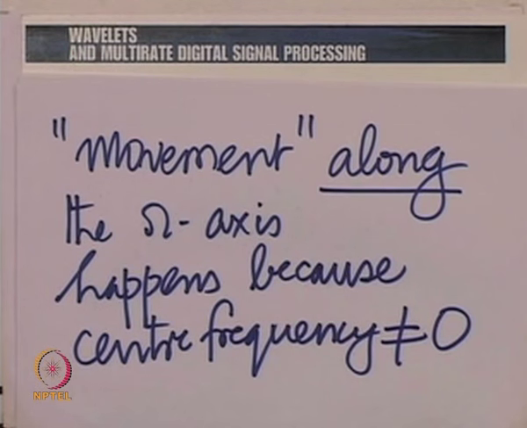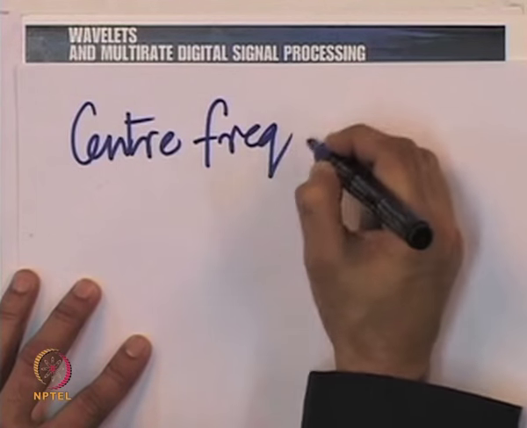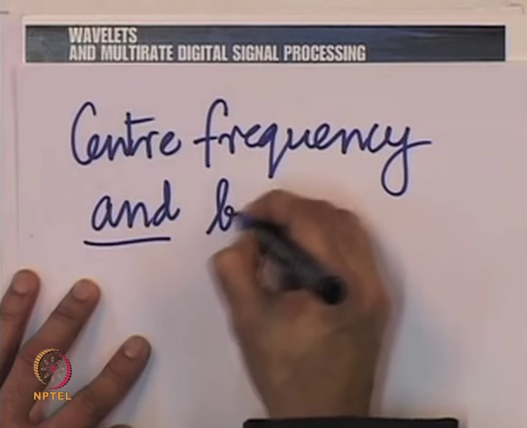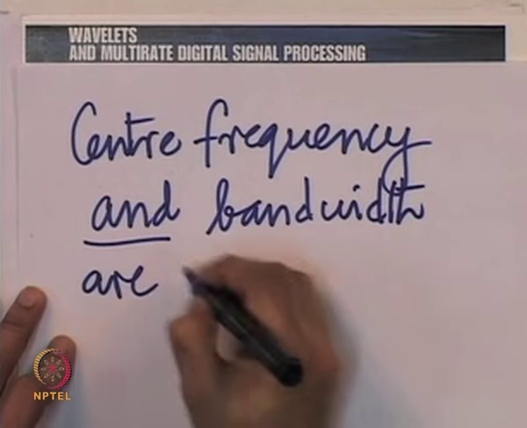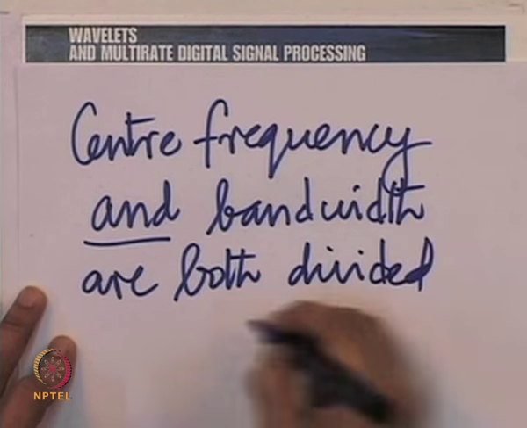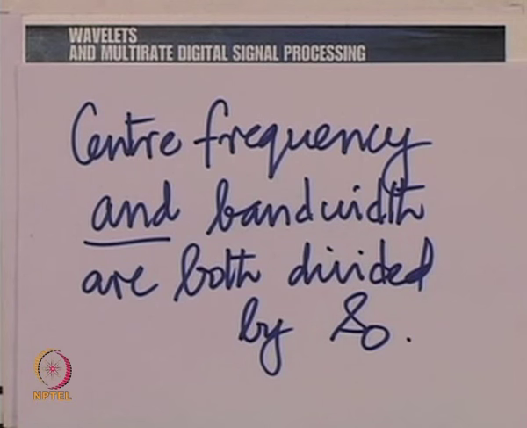And the other observation that we have is that the center frequency and bandwidth are both divided by S0. Needless to say, tau naught has no effect on the magnitude of the Fourier transform.